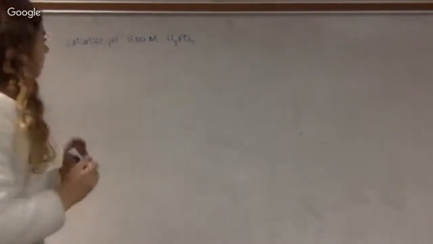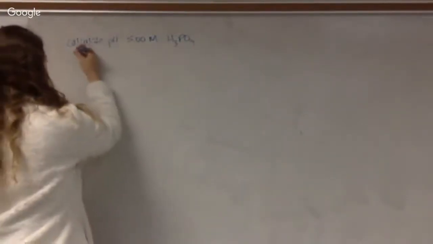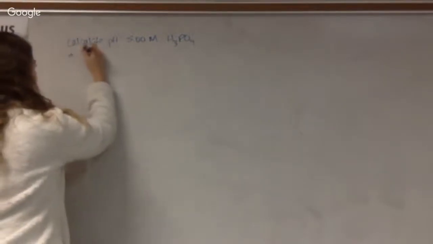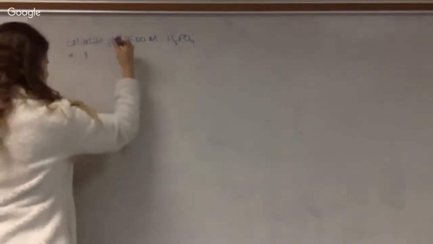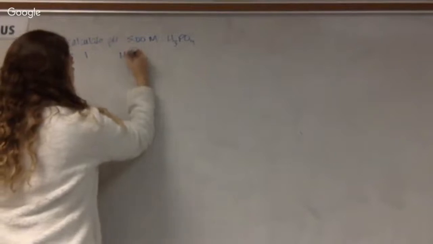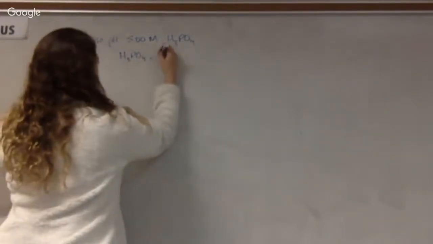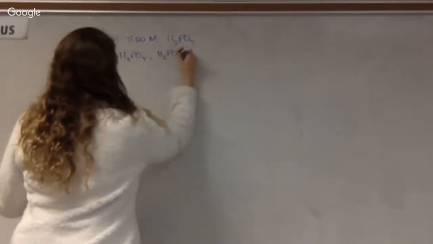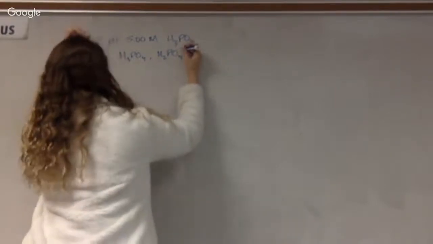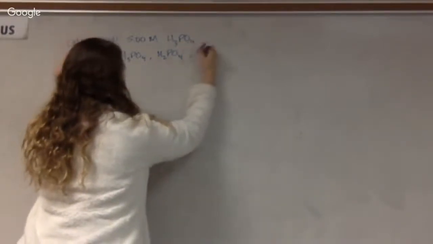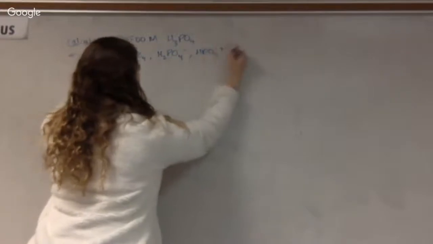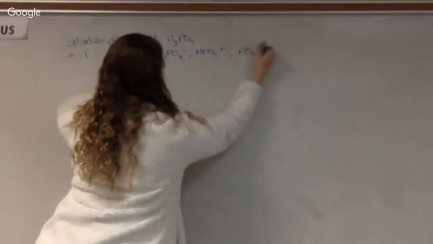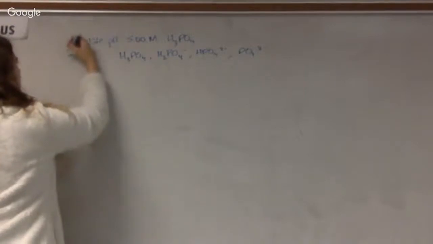And then the equilibrium concentrations of H3PO4, H2PO4 minus, HPO4 2 minus, and PO4 3 minus. Essentially what we're doing is just pulling a hydrogen off each time: H2PO4 minus, HPO4 2 minus, and PO4 3 minus. We want the equilibrium concentrations of those.